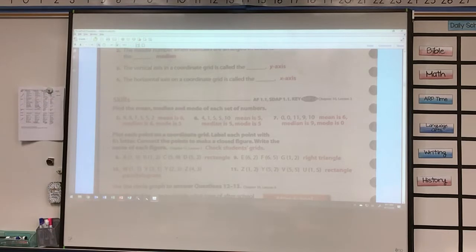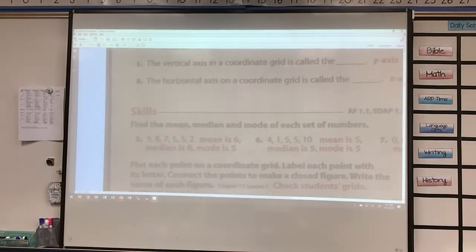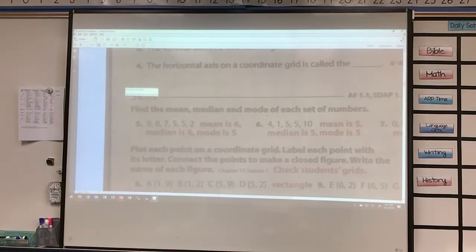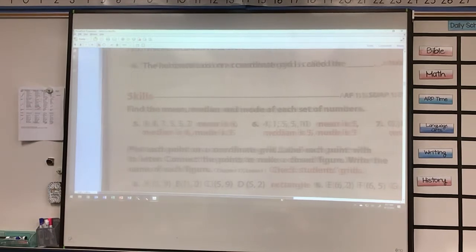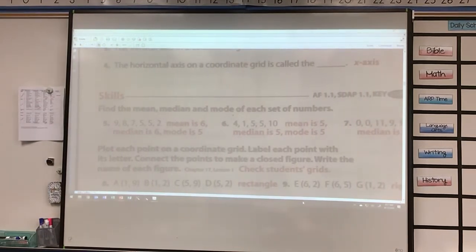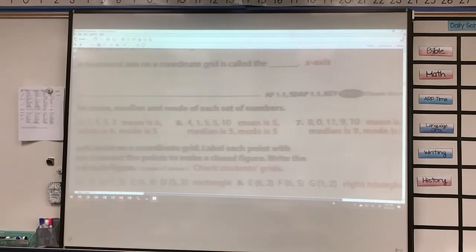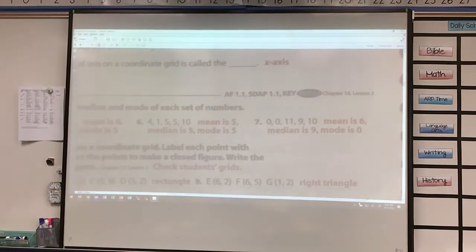Let's see if I can make it a little bit bigger. Okay, the mean for number 5 is 6, the median is 6, and the mode is 5. For 6, the mean is 5, the median is 5, and the mode is 5. For number 7, the mean is 6, the median is 9, and the mode is 0.